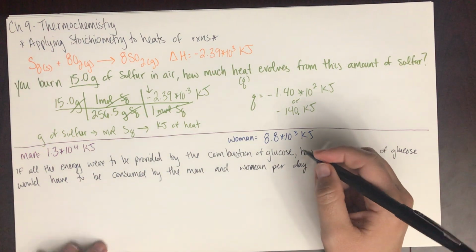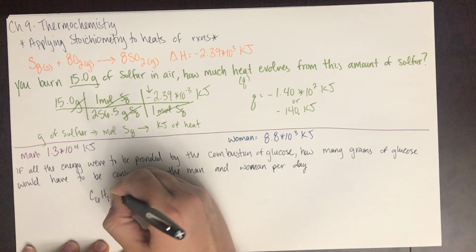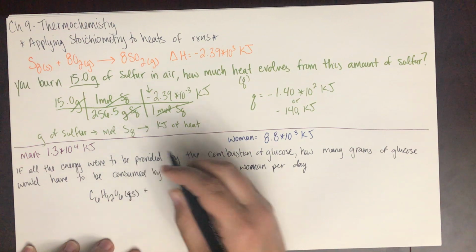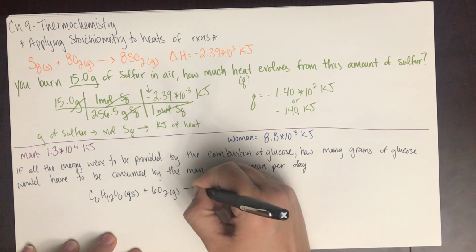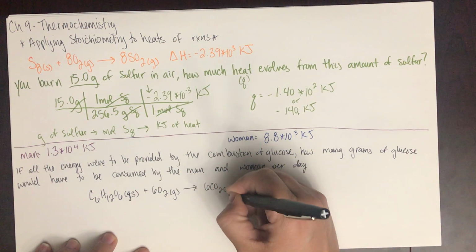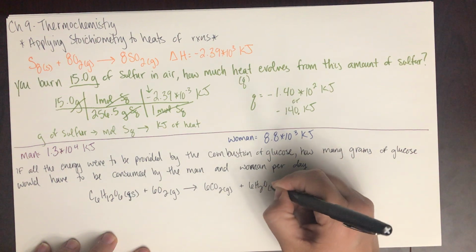And here's a reaction. This is the combustion of glucose. Glucose is C6H12O6. It is a solid, plus 6 moles of oxygen gas produces 6 moles of carbon dioxide gas, plus 6 moles of water vapor.